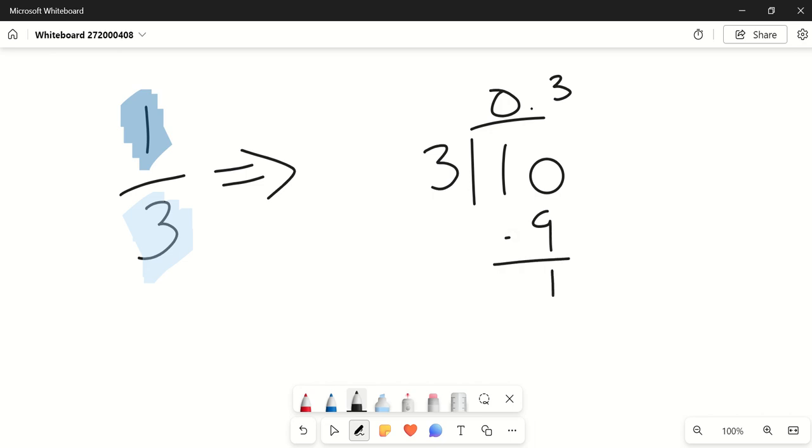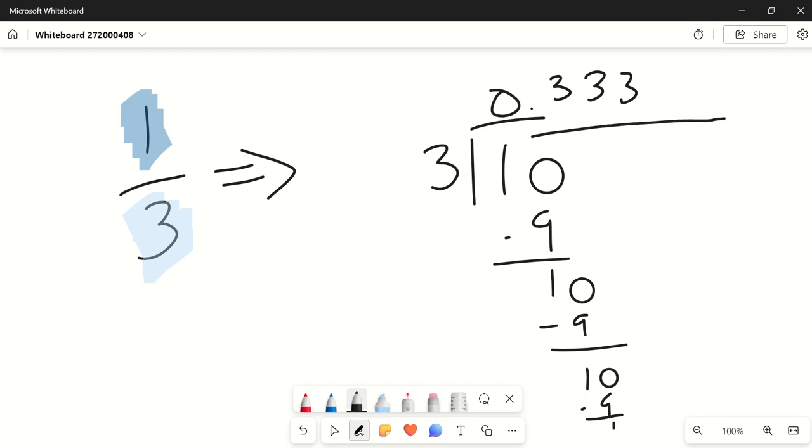Now that I have a decimal in place, I can bring down as many zeros as I want. So I'm going to bring down another 0 since 3 cannot go into 1. 3 goes into 10 3 times, which will be 9. When I subtract, I will have 1. Then I bring down another 0. 3 goes into 10 3 times. That'll be 9. When I subtract, I'll get 1. And then it'll keep going and going and going.